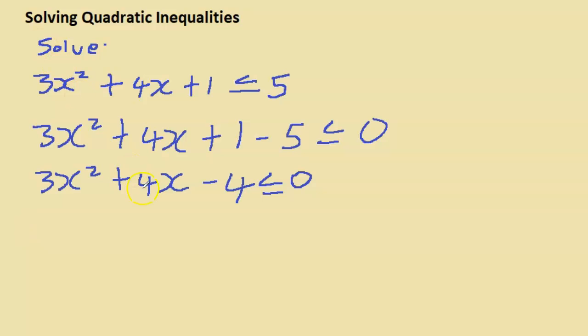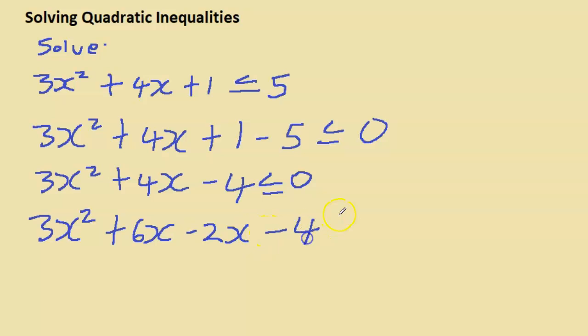So we want to rewrite the positive 4x. But whichever two numbers we use, they must multiply to give AC. AC in this case is minus 12, 3 times minus 4. So we can rewrite the 4x as 6x minus 2x, since 6 times minus 2 gives us minus 12, right? And we factor by grouping.